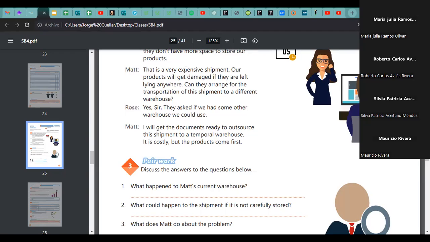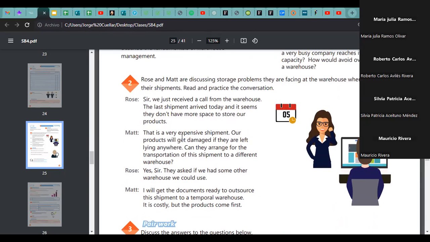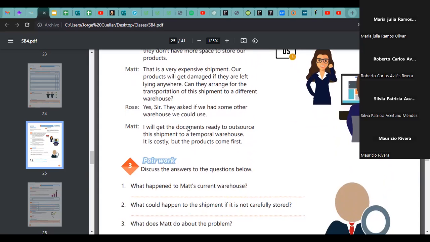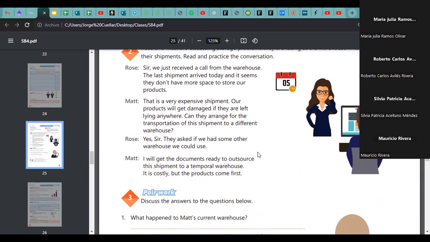Okay, so let's check. What happened to Matt's current warehouse? They don't have more space to store. Very bad. Products. Yeah, that is not good. They don't have more space. Not good, right? And then the next question says, what could happen to the shipment if it is not carefully stored? It will get damaged. Very good.